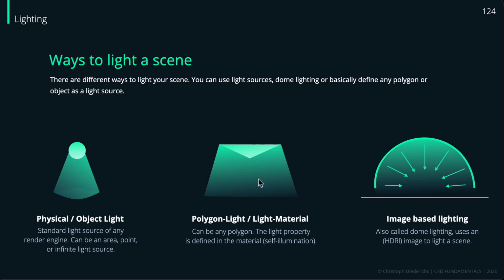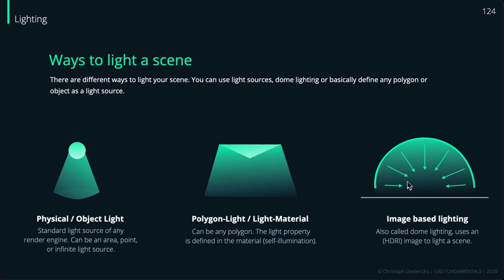Then another thing you can use is you can make every object in your scene a light source. And we then refer to this as a polygon light or a light material. So when you have an object in your scene, like a mesh, a polygon, you can apply a light material to it, and then it will shine light into your scene.